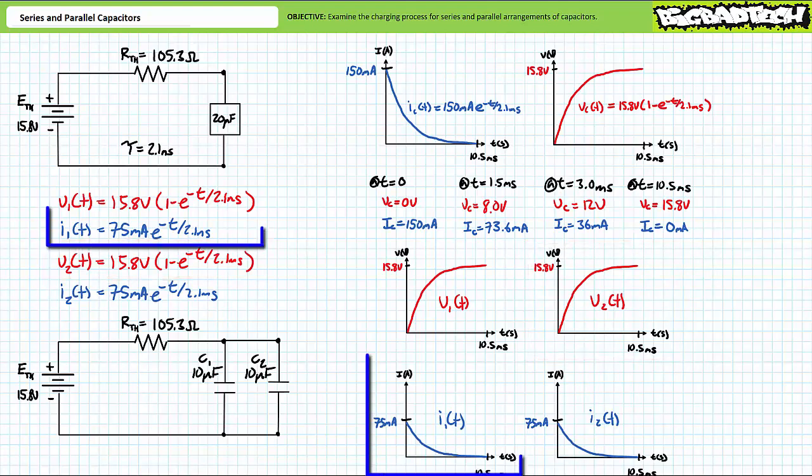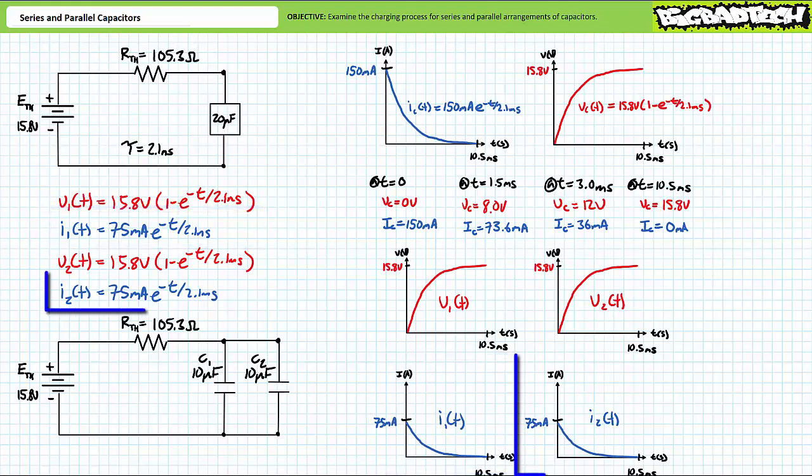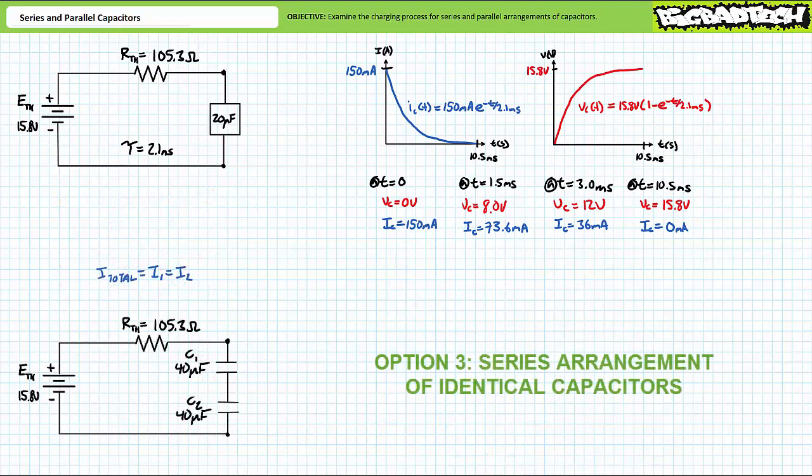milliseconds. Current through C1 is I1 of t equals 75 milliamperes times e to the negative t over 2.1 milliseconds, and current through C2 as I2 of t equals 75 milliamperes times e to the negative t over 2.1 milliseconds. At any time, voltage across these identical parallel elements is the same, and current divides equally. Option 3. Also super easy.